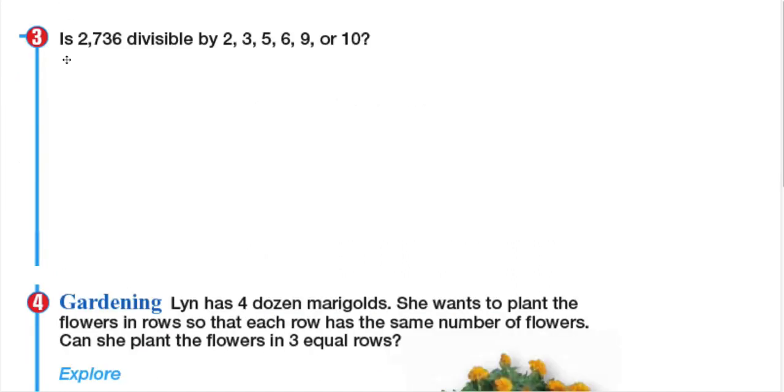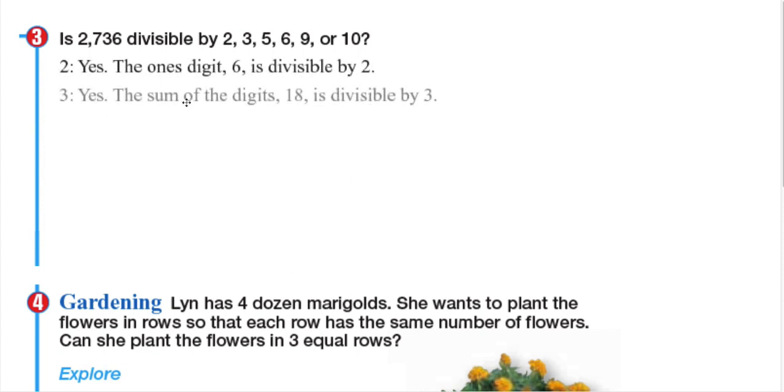Is 2,736 divisible by 2, 3, 5, 6, 9, or 10? Let's find out. Since the number is even, yes, it's divisible by 2. If we add up all the digits, the sum of the digits is 18. 2 plus 7 is 9, plus 3 is 12, plus 6 is 18. And 18 is divisible by 3. Therefore, yes, it's divisible by 3. It ends in 6, so no, it is not divisible by 5.